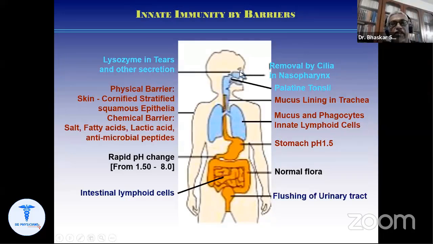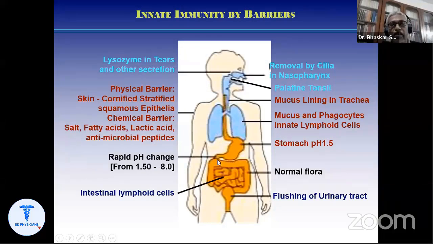For example, in tears, the lysozyme can, in fact, hydrolyze many different molecules. Then there is physical barrier, like in skin, the cornified stratified squamous epithelium. Then chemical barrier, like salts, fatty acids, lactic acid, and antimicrobial peptides. And then in the gut, we have rapid pH change. For example, in stomach, it is 1.5, where most of the pathogens die.